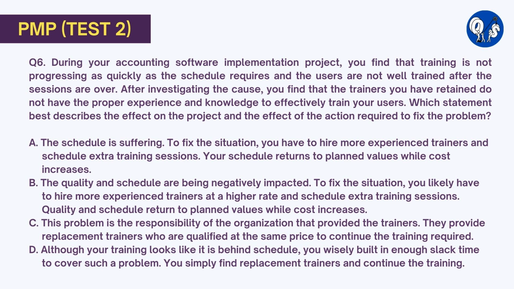Option A is incorrect because it does not mention the impact on project quality. Option C is incorrect for several reasons. The problem might be the responsibility of the organization that supplied the trainers, but the responsibility for the impact on the project is the project manager's. Option C also ignores the quality issue.